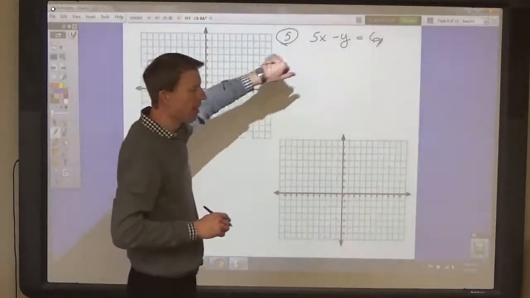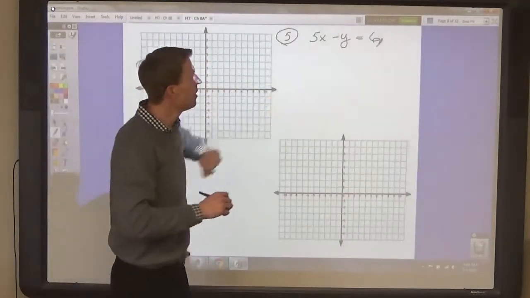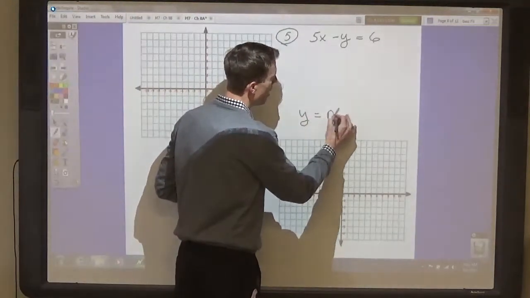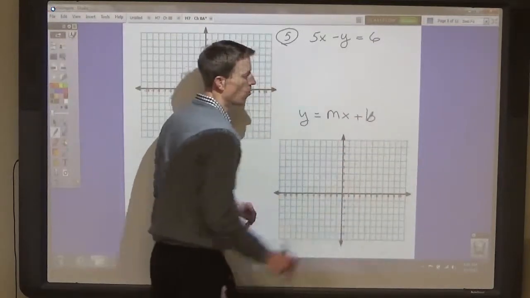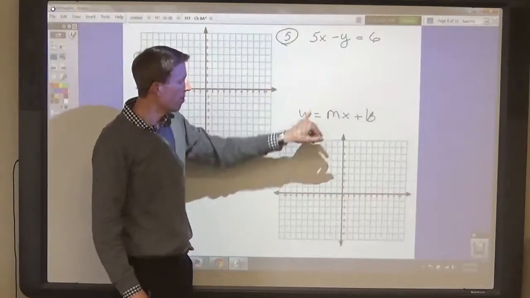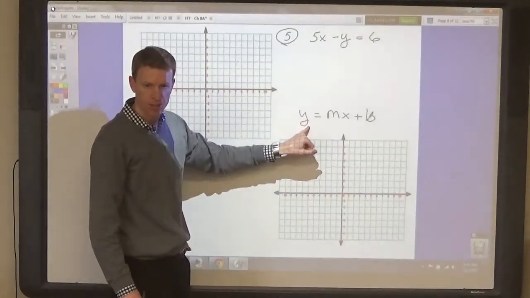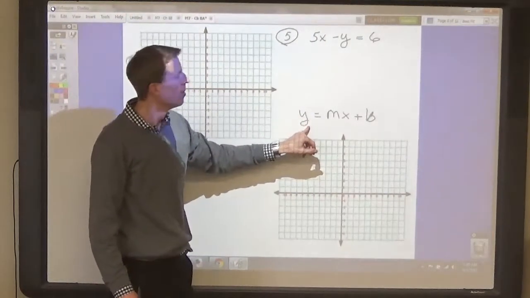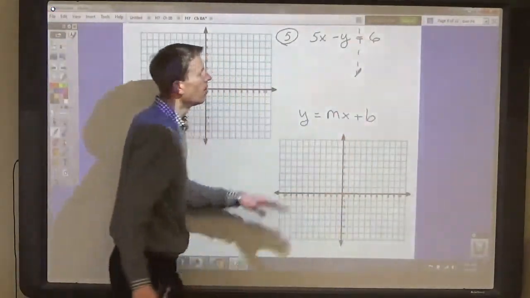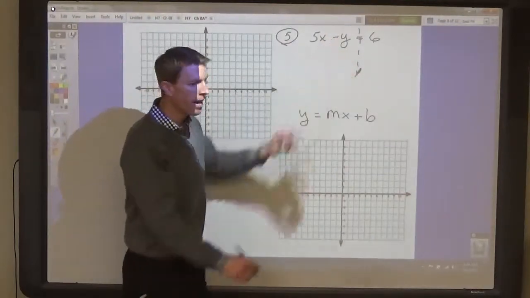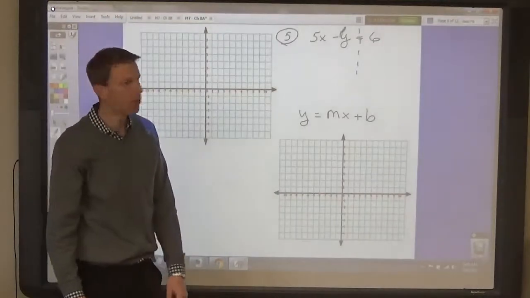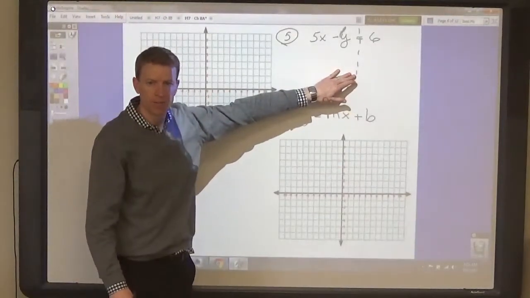All right, we're starting with this. To put this into slope-intercept form, we have to put it into y equals mx plus b form. We have to solve this equation for y. Okay? So, on the left side, we have 5x and negative y, or negative 1y. And we have to solve this equation for y.